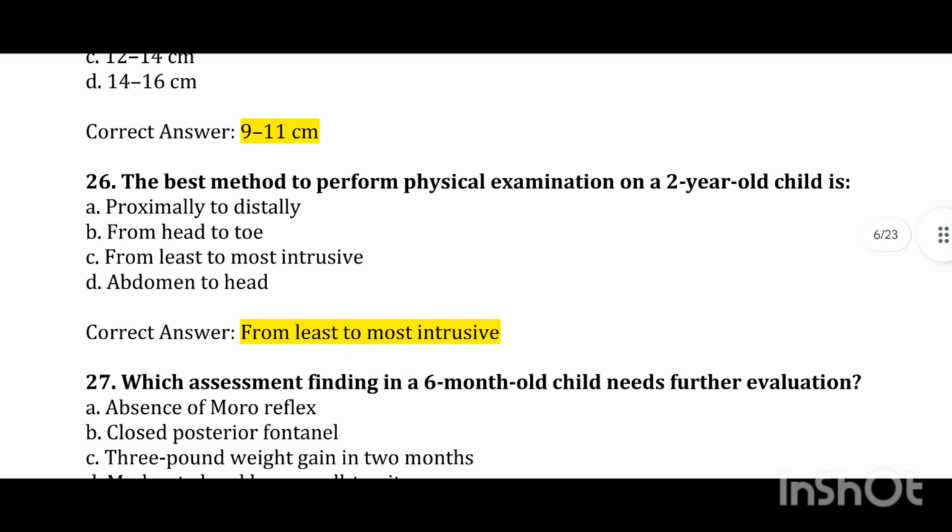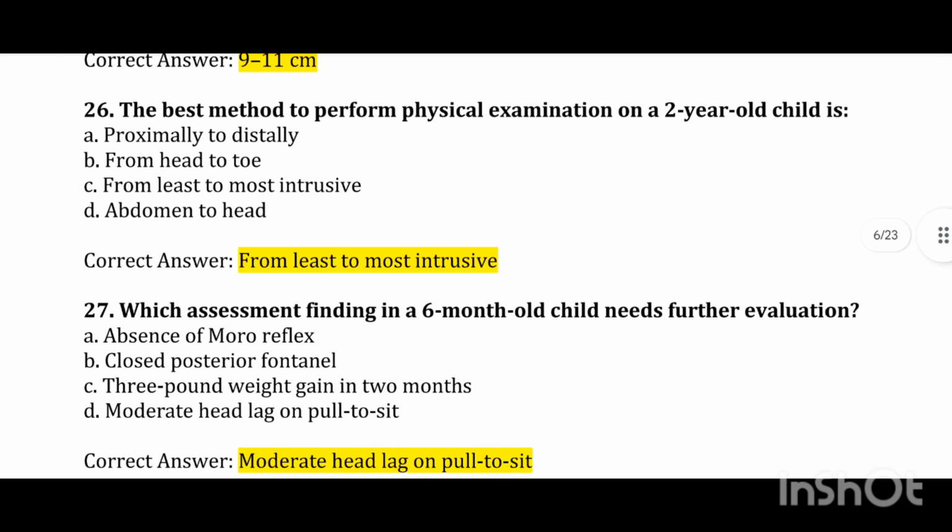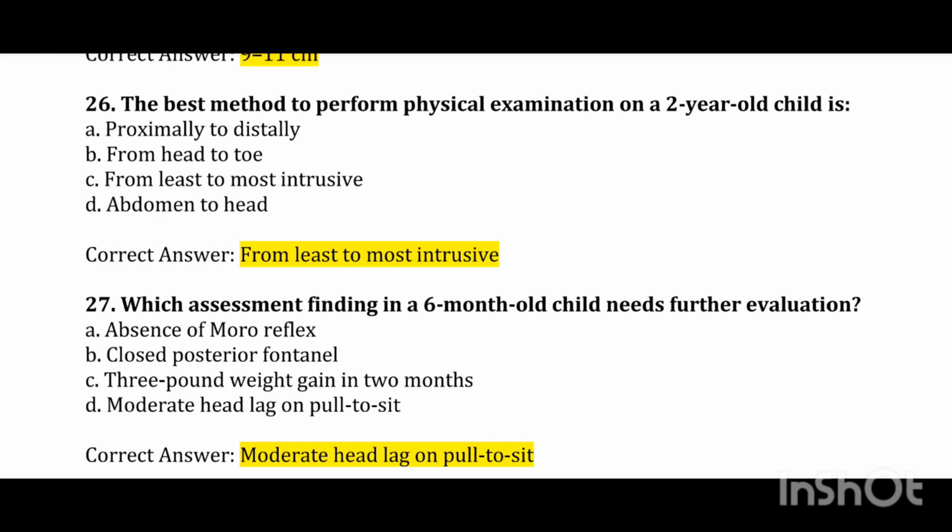Next comes question number 27. Which assessment finding in a 6-month-old child needs further evaluation? The options are: absence of Moro reflex; option B, closed posterior fontanelle; option C, 3-pound weight gain in 2 months; and option D, moderate head lag on pull to sit. So for this question the correct answer is moderate head lag on pull to sit.